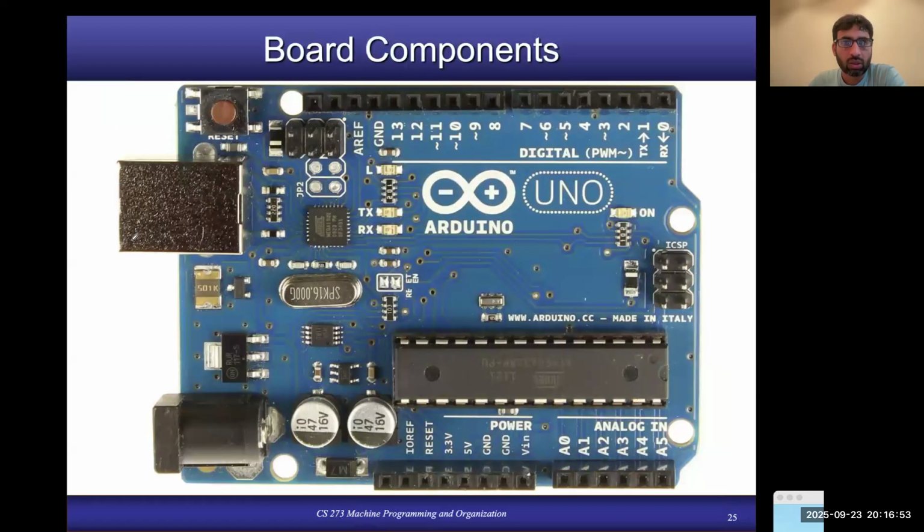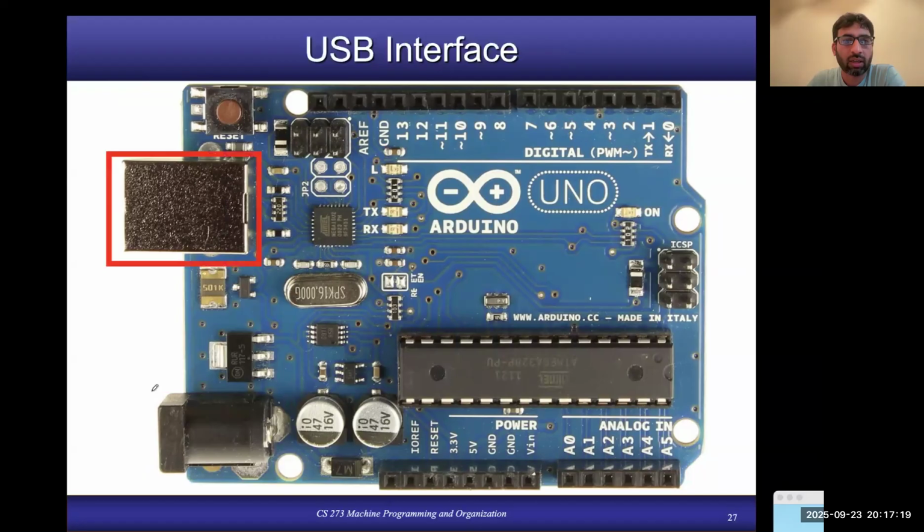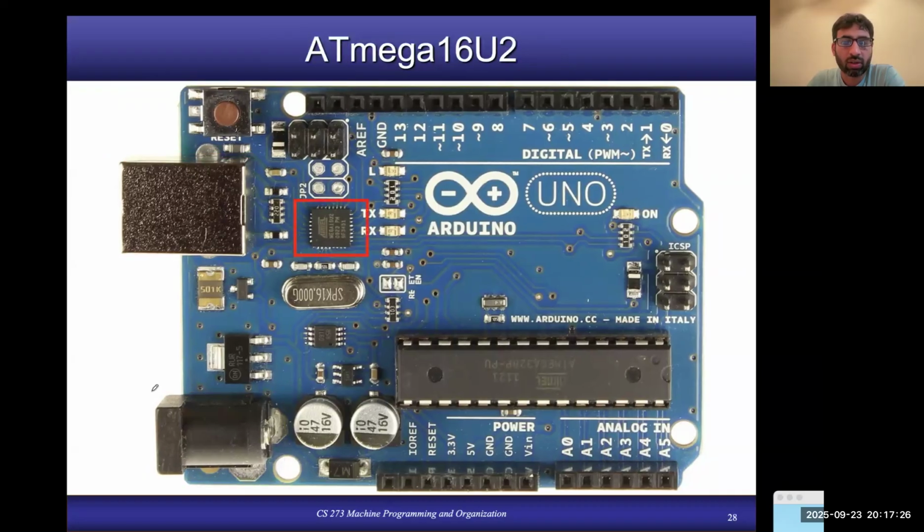Okay, let's have a quick look at some components. You must be asking why we are having these slides at this time. We should have seen them earlier in the first lecture. I totally agree with you if you are thinking along those lines. So this is your power jack on the board. If you don't want to draw the power from the USB cable, you can connect an external power supply. This is the USB interface, which you need when you are burning the code on the microcontroller.